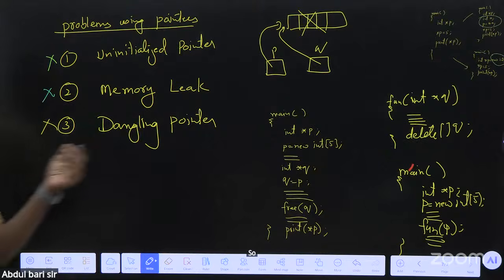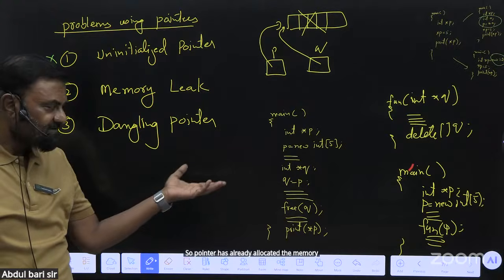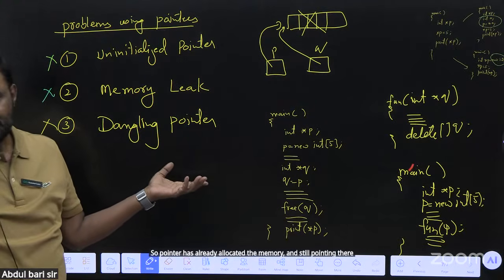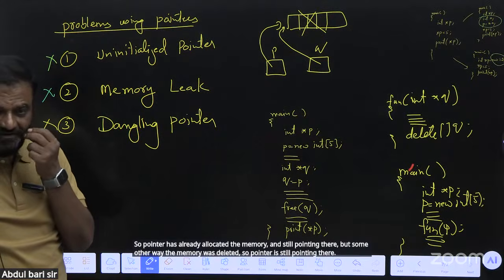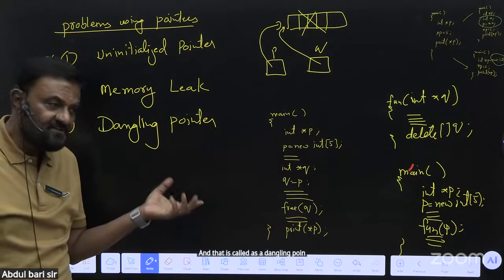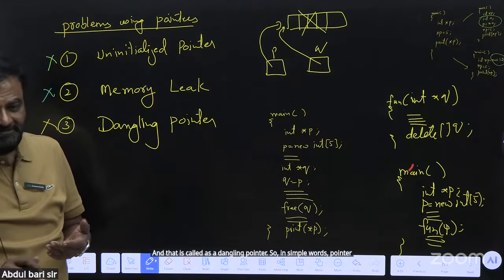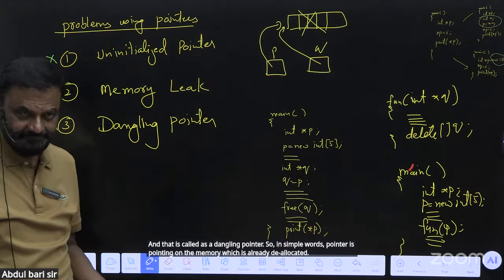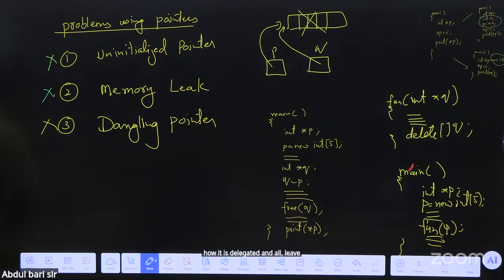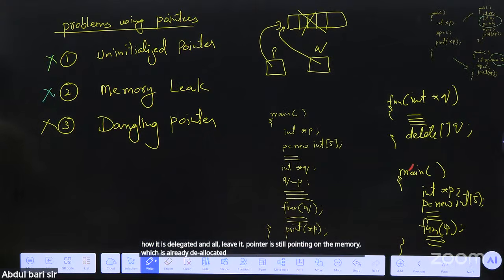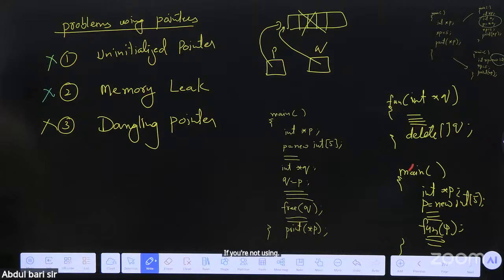So the pointer has already been allocated the memory and is still pointing there, but in some other way the memory was deleted. So the pointer is still pointing there, and that is called a dangling pointer. In simple words, the pointer is pointing to memory which is already deallocated. How it is deallocated, leave it. If you try to use it, it's an error. If you're not using it, no problem.